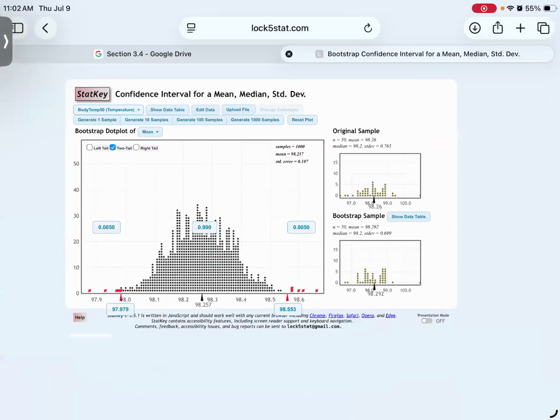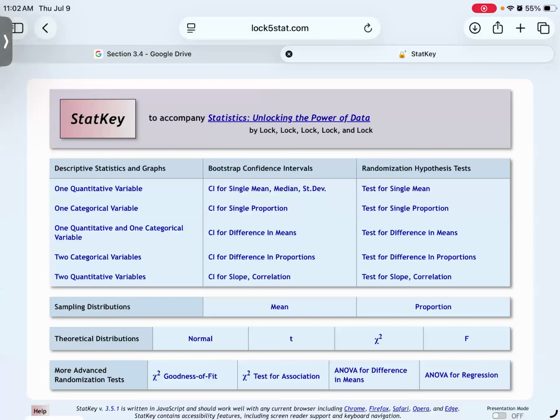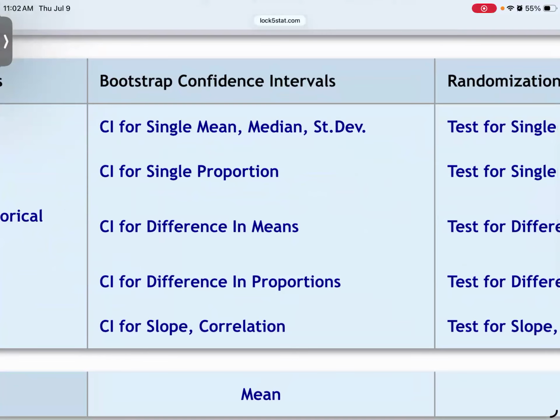So we're done with this one. And again, just remember, anytime that you use StatKey for part of a homework, you need to make sure to get the credit for that problem. You need to attach your StatKey as evidence that, hey, I went to StatKey and actually used the tool. Here it is, difference in proportions. It's the fourth one down.